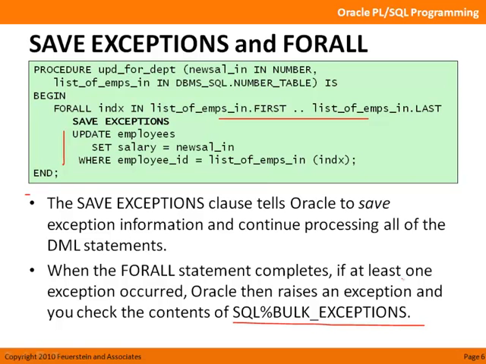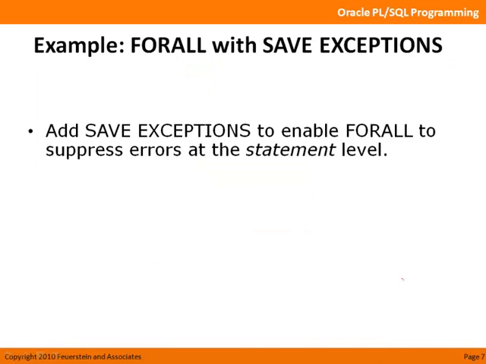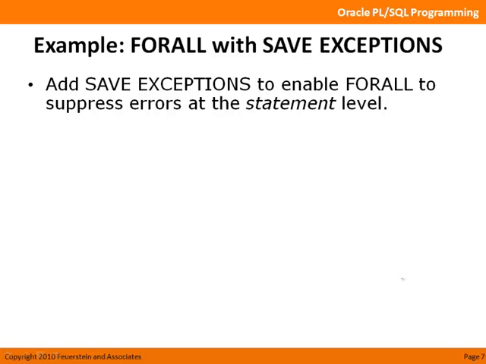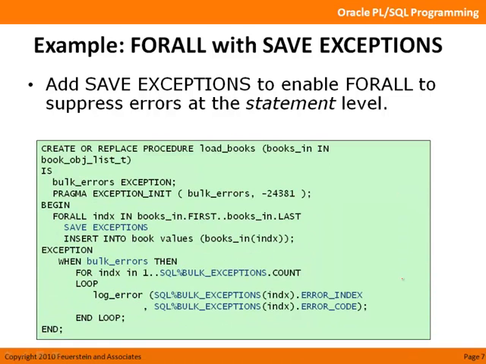So that's the basic idea. Save exceptions says, save the error information, keep on going, and when you're done, let's take a look at what went wrong. Let's take a look at an example. So add save exceptions to enable FORALL to suppress errors at the statement level. So each individual statement that failed is recorded as an error, and then we continue on.